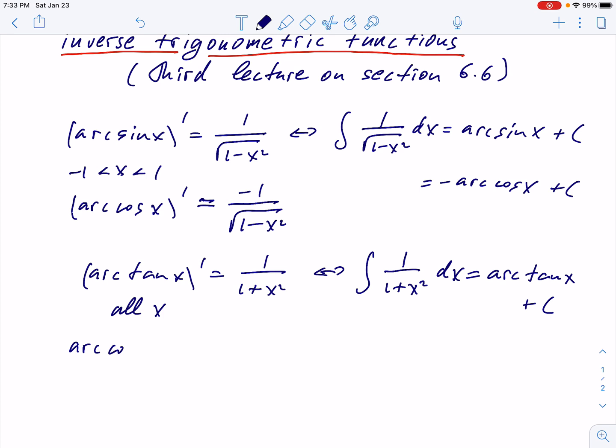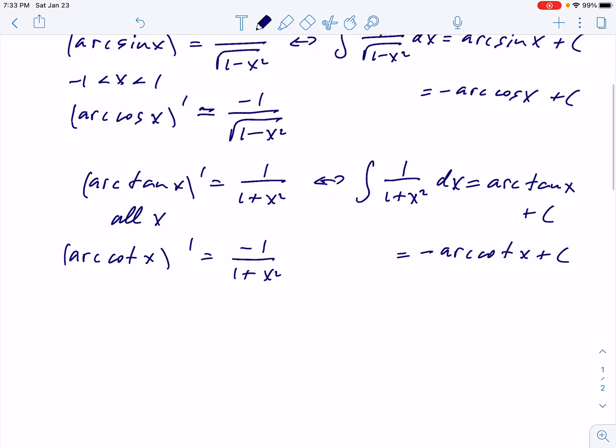And now arc cotangent x derivative is here the opposite expression, and we can evaluate the above integral also like negative arc cotangent x plus c if for some reason the situation is such that we have to have arc cotangent. Okay. We don't do the inverse secant and cosecant. We don't work with their derivatives. So these are the 4 important cases which we consider.